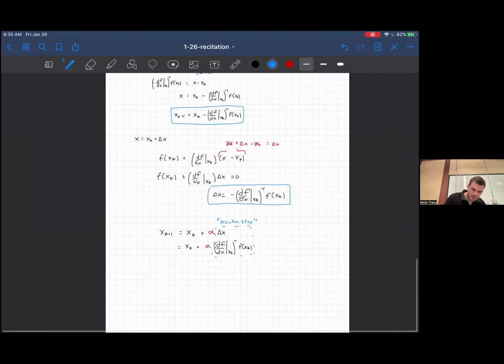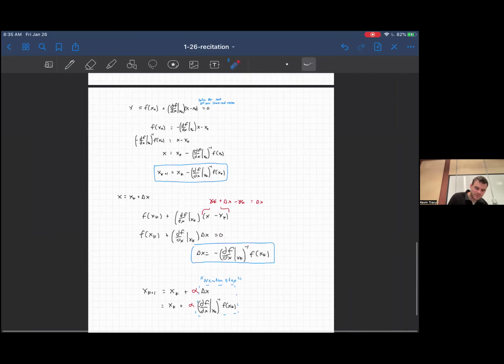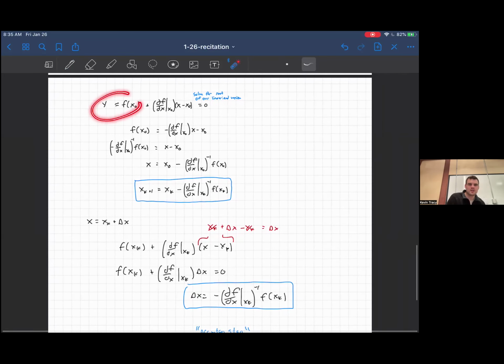So just to recap what we just did right here, we started out by saying if some function f of x equals y, I want to solve for when y equals 0. I want to solve the root finding problem of this. So I linearized this thing, I formed a first order Taylor series, and then I solved for when that linearization equals 0.